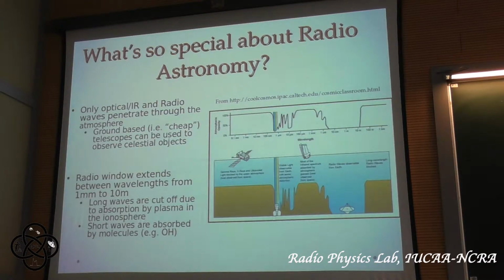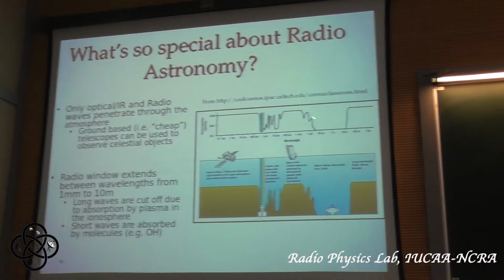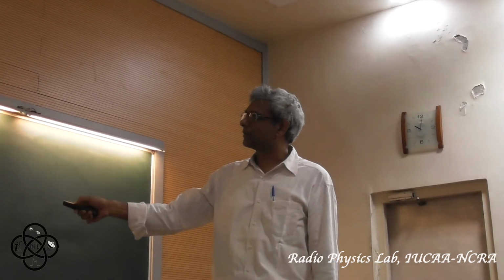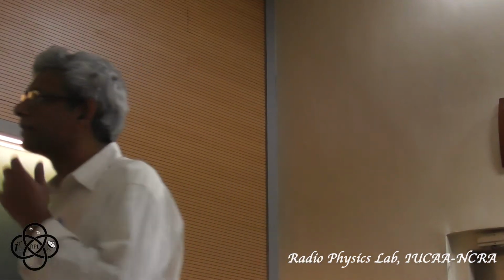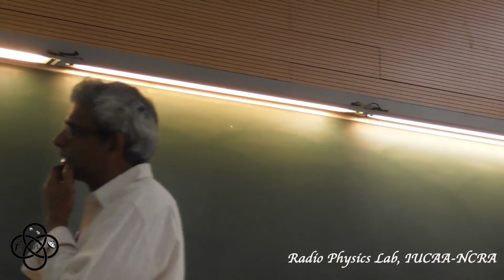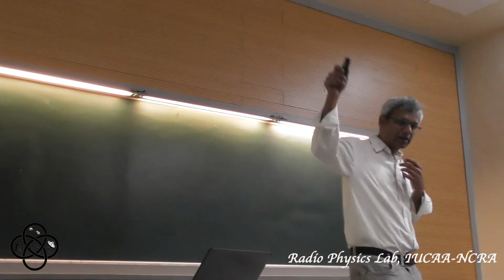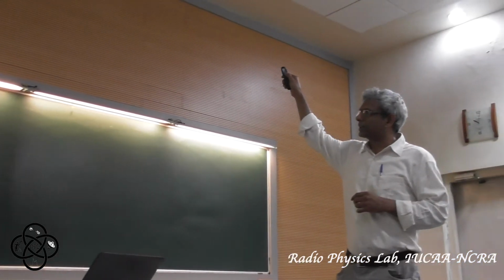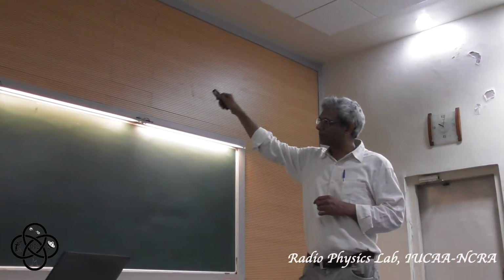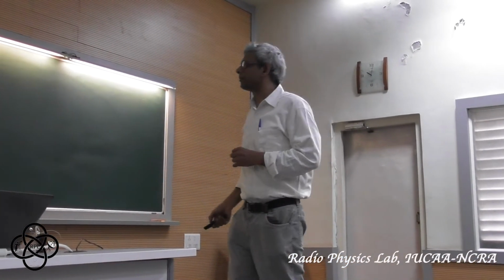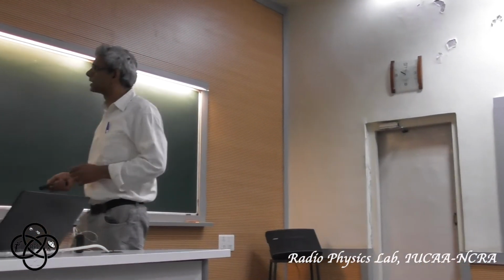And again, just as a piece of information, I thought I would tell you that if you look at this radio window, it is cut off at the short wavelength end and the long wavelength end. This long wavelength cutoff comes off because of the plasma in the ionosphere. The plasma in the ionosphere is actually opaque to long wavelength radio waves, and so it acts like a mirror. If there was a radio wave coming from outer space at those long wavelengths, it bounces off and goes back into outer space. And that is a fact which has been used also in terrestrial communication.